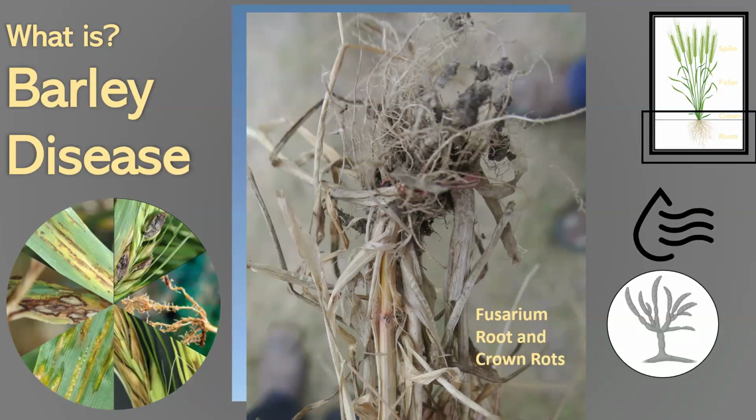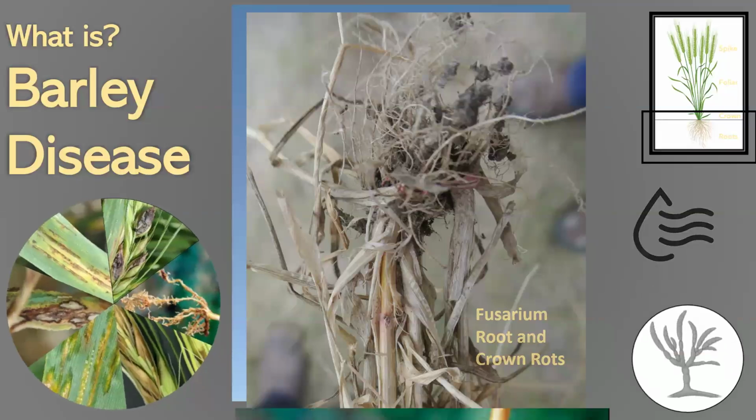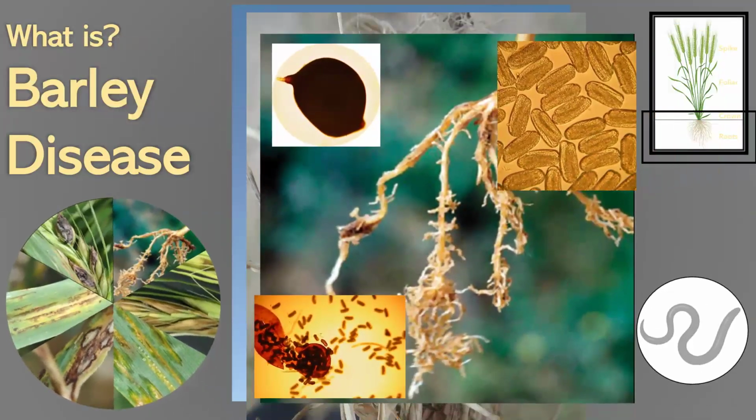These are stand reducers, so they reduce your overall yield from the crop that year by killing off the plant early, affecting its root system. These, of course, are being caused by fungal diseases, but we have other issues such as cereal cyst nematodes, which are also a problem, mostly in sandy soils in places like Idaho and Montana.